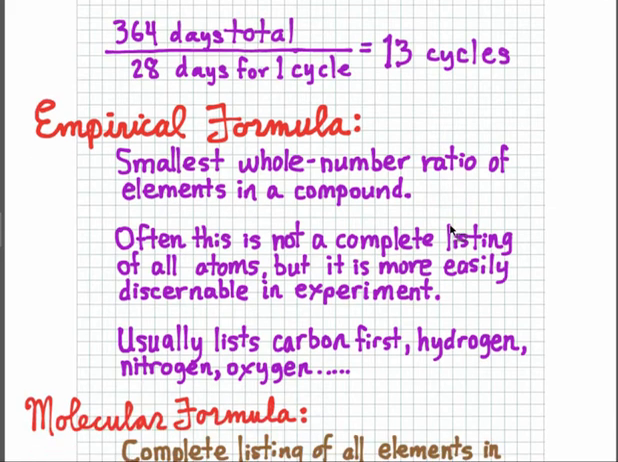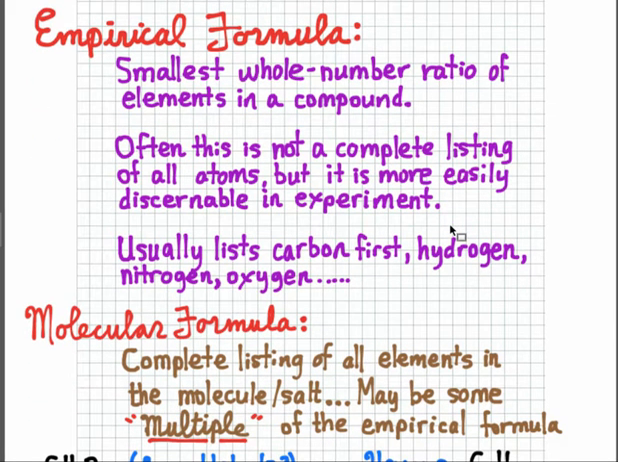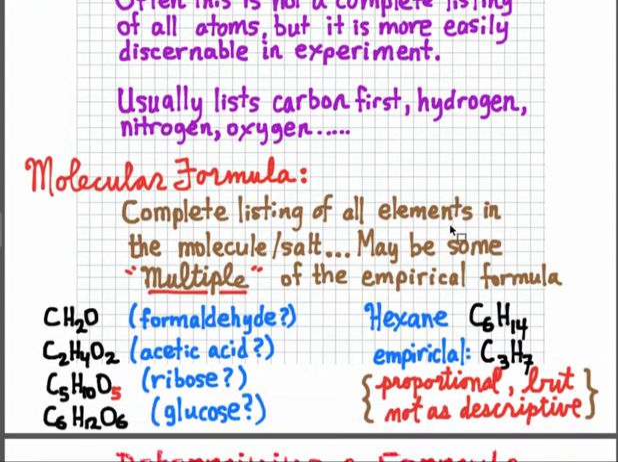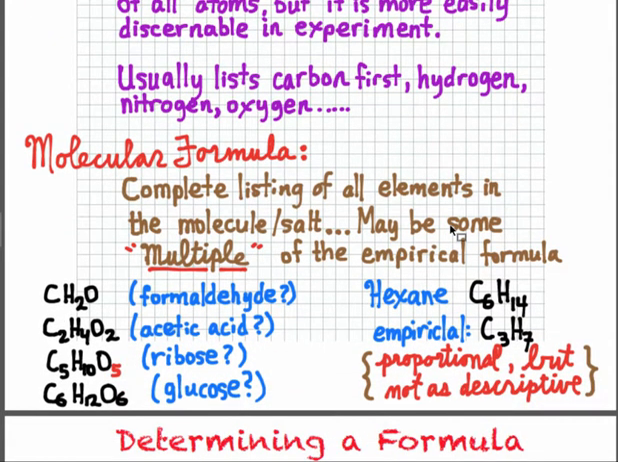Seriously, look it up. Anyway, similarly, the empirical formula is the simplest whole number ratio of elements in a compound. And sometimes in the lab, that's all you can find. Carbon's usually listed first, then hydrogen, nitrogen, oxygen, and any other elements in the compound. The molecular formula is indeed the formula of the molecule. So if I were to write CH2O, that could be formaldehyde as a molecule, or it could be the empirical formula for acetic acid, ribose, or glucose, although I'm not sure what the bonding here is.